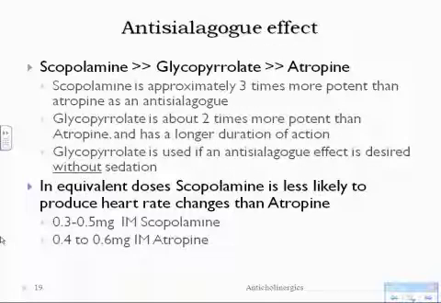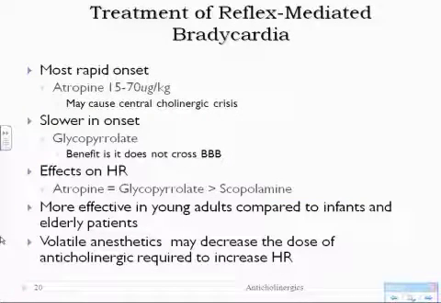An equivalent dose of scopolamine is less likely to produce heart rate changes in comparison to atropine. Okay, so you're looking at 0.3 to 0.5 milligrams IM scopolamine versus 0.4 to 0.6 milligrams IM atropine. You get more sedation with that and with less tachycardia.